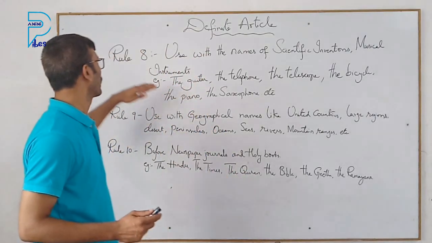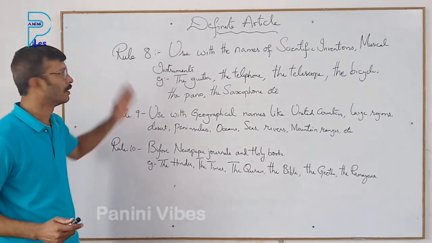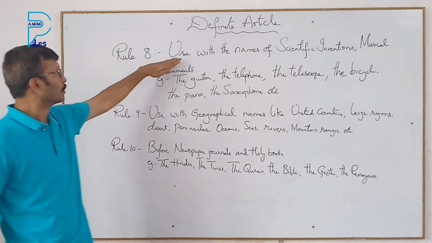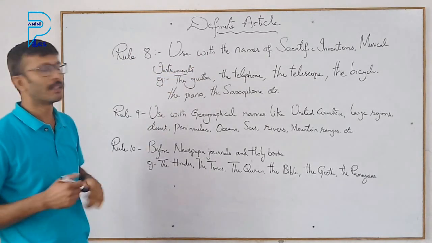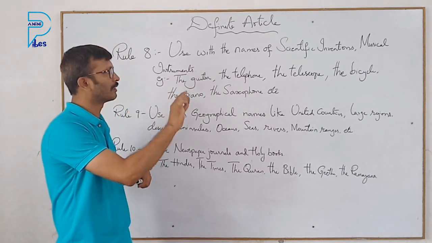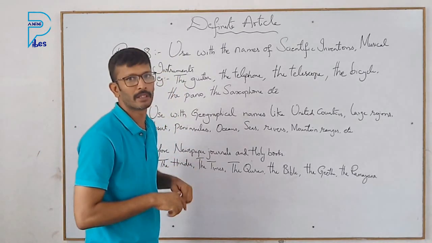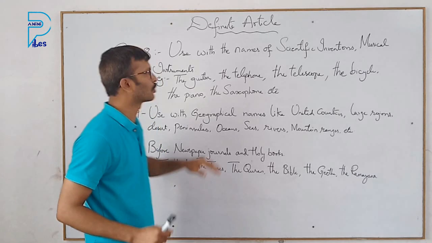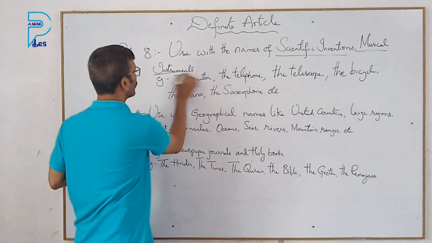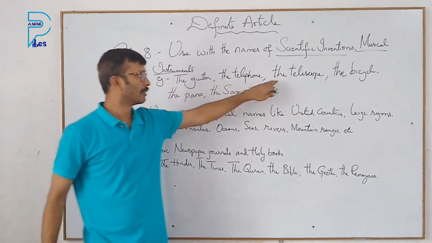Now, let me explain rule number 8, 9 and 10. These are the last 3 rules for the definite article. Rule number 8: use the with the names of scientific inventions and musical instruments. Remember well, whenever we use scientific inventions and musical instruments, or whenever we talk about them, we use the in front of them. Scientific invention and musical instrument. For example, the guitar, the telephone, the telescope.